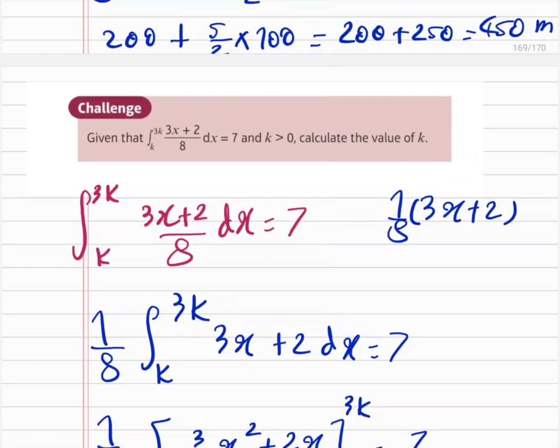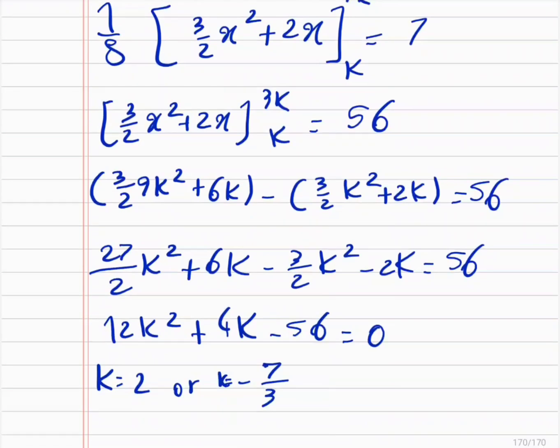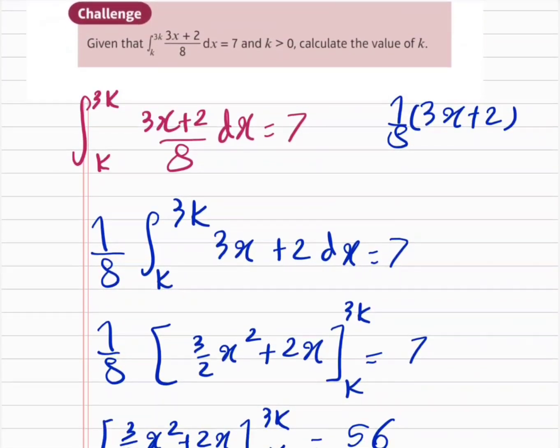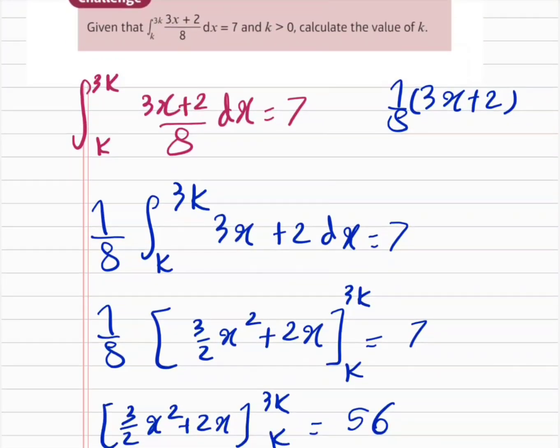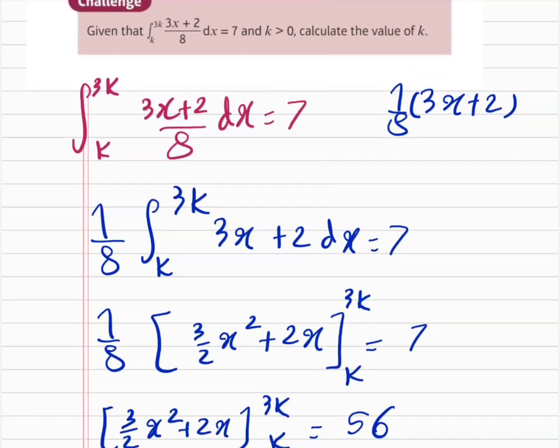But remember that the value of k is positive, so the only solution is positive 2. That's the only solution. So when you see questions like this, normally you can just integrate, and then by substituting the limits, you can form an equation and then solve that.